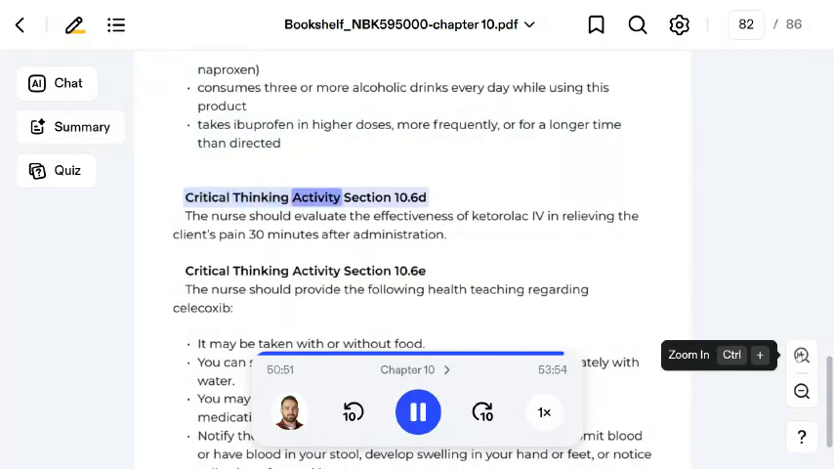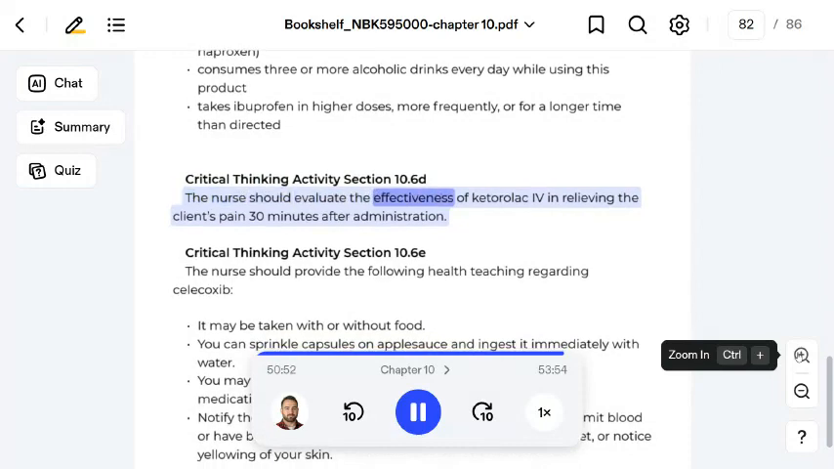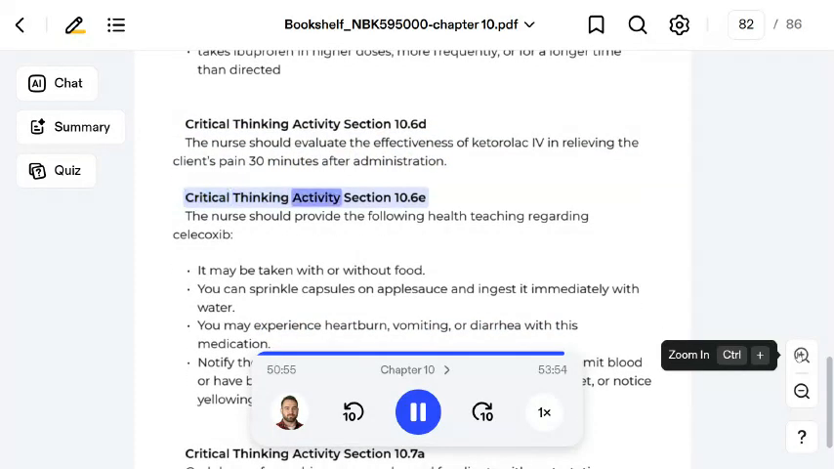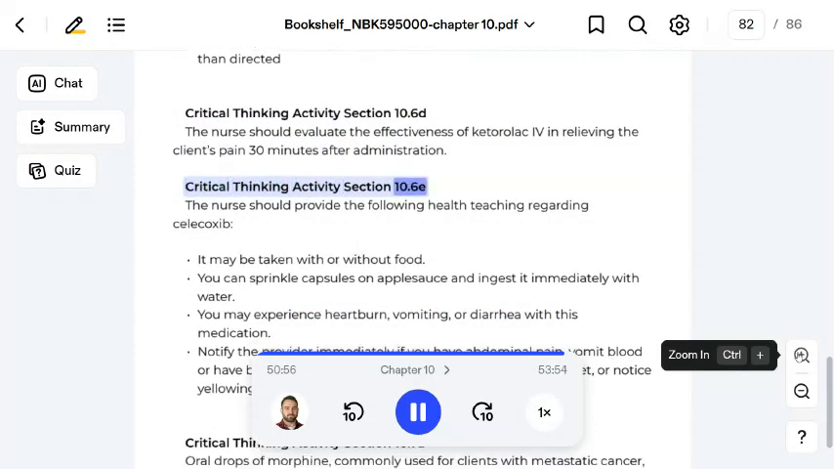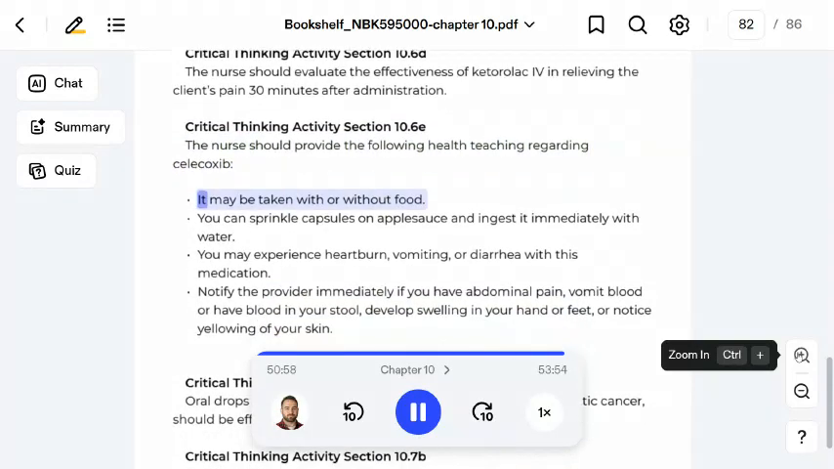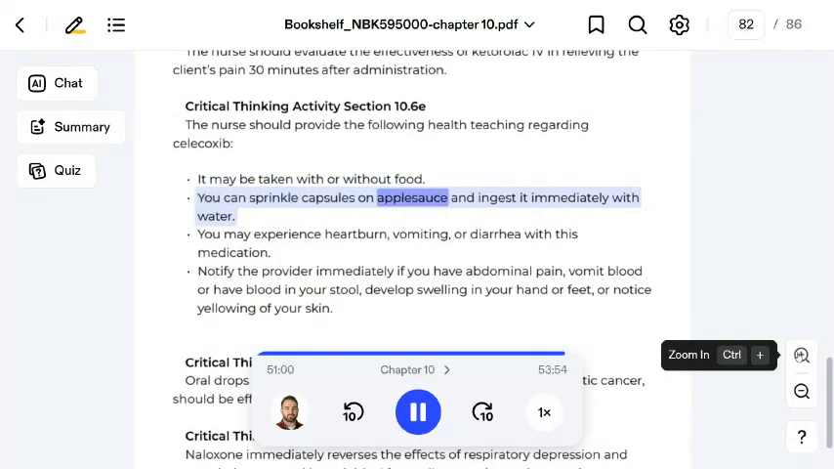Critical thinking activity section 10.6d. The nurse should evaluate the effectiveness of ketorolac in relieving the client's pain 30 minutes after administration. Critical thinking activity section 10.6e. The nurse should provide the following health teaching regarding celecoxib. It may be taken with or without food. You can sprinkle capsules on applesauce and ingest it immediately with water.